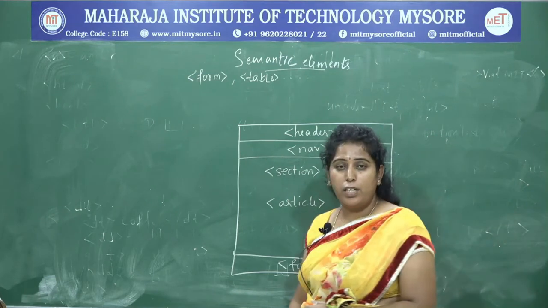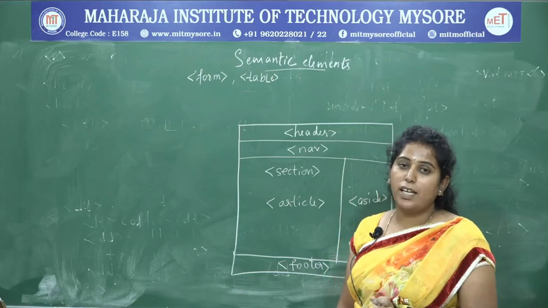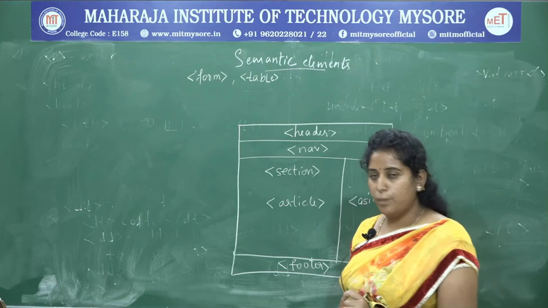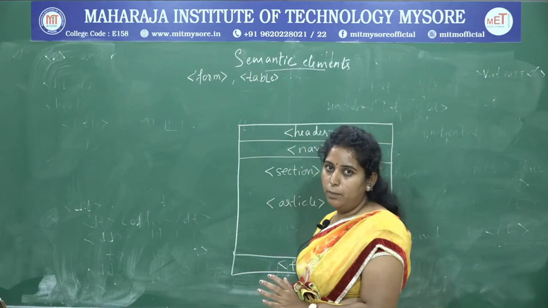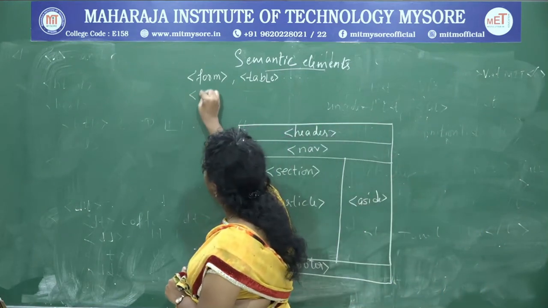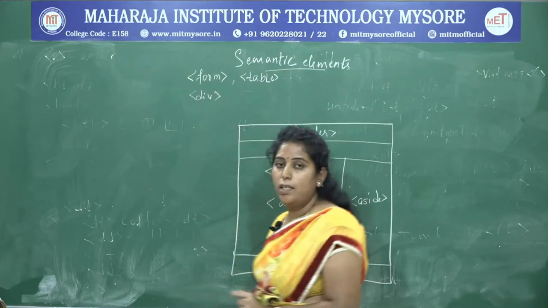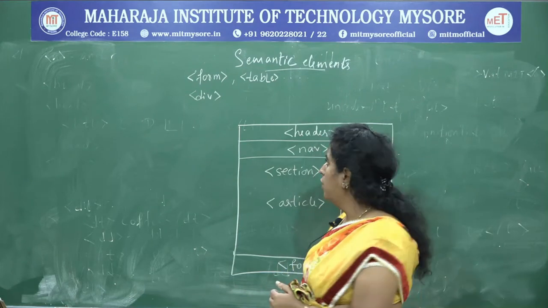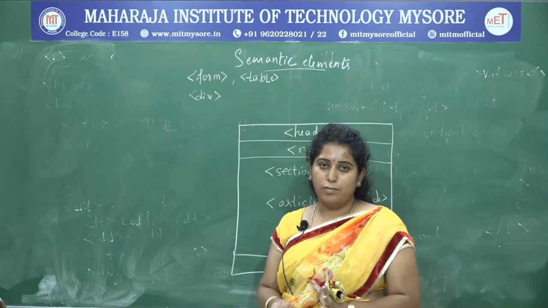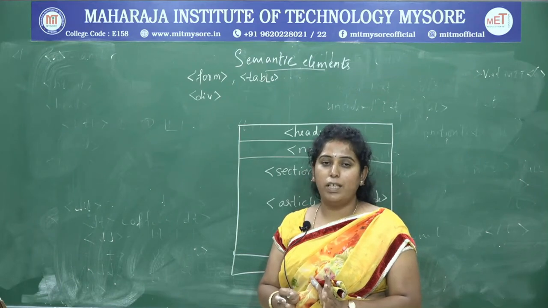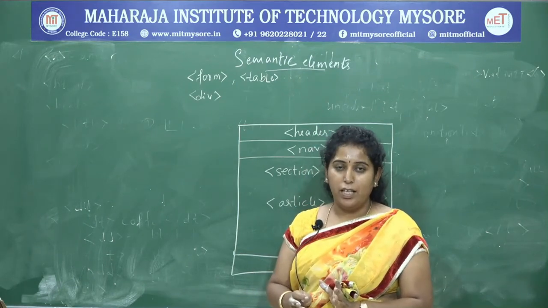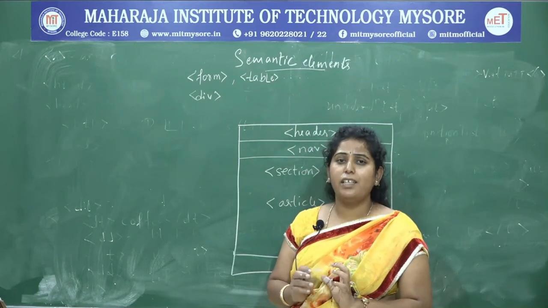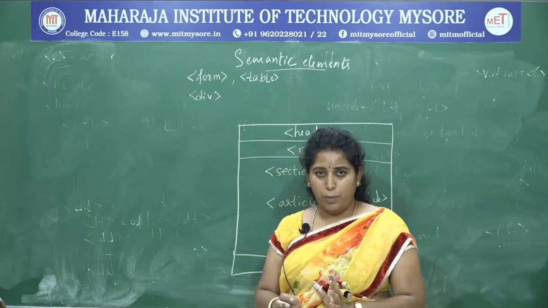These types of tags are named semantic elements, which describe clearly their meaning to the browser as well as to the developer. There are certain non-semantic elements also, for example div. This is a non-semantic element which doesn't describe its meaning clearly. Semantic elements clearly describe their meaning. Once you look into a web page, there is some clear description about the document.